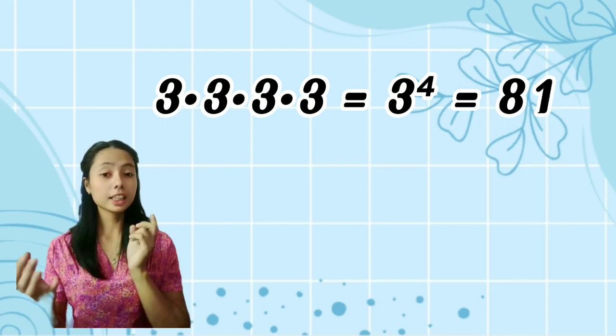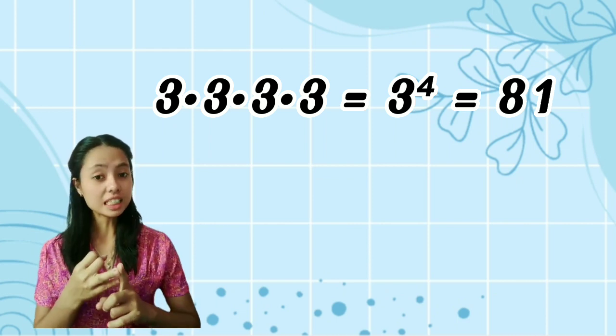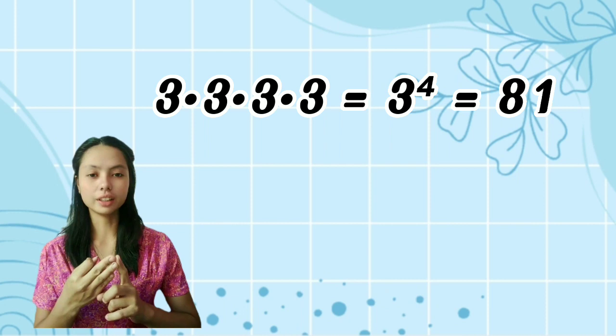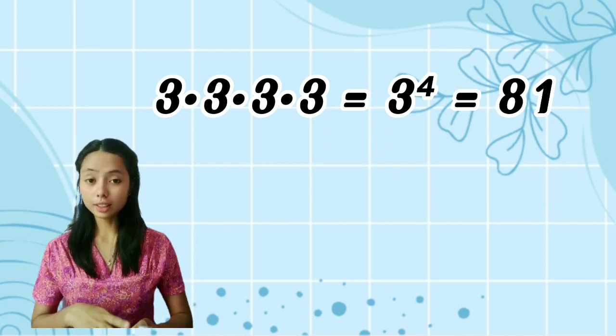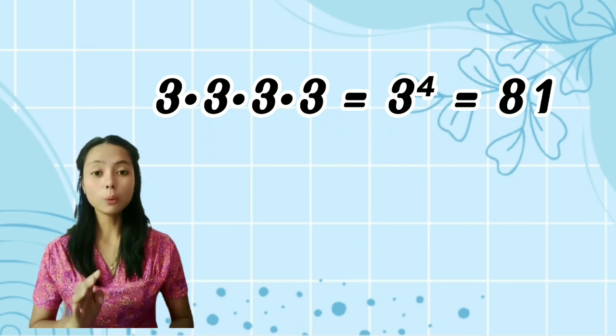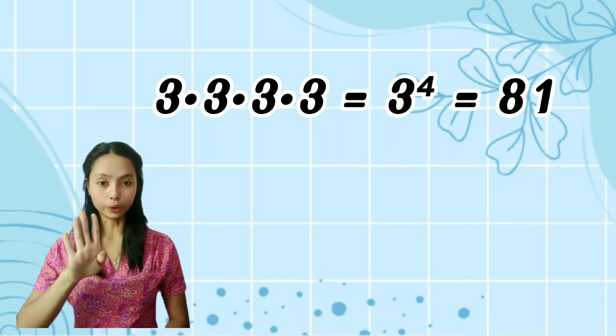Why? Because 3 times 3 is equal to 9. 9 times 3 is equal to 27. And 27 times 3 is equal to 81. So that is why 81 is the answer of 3 raised to the power of 4.